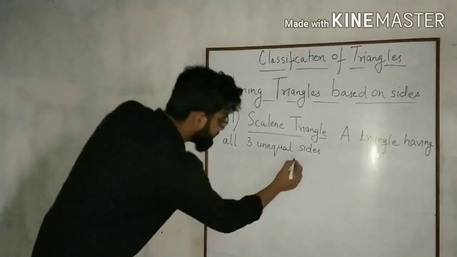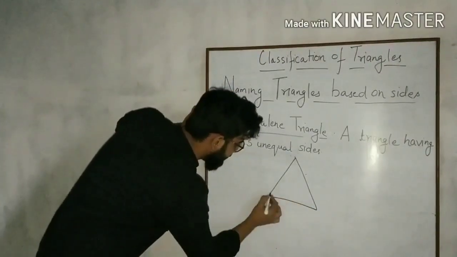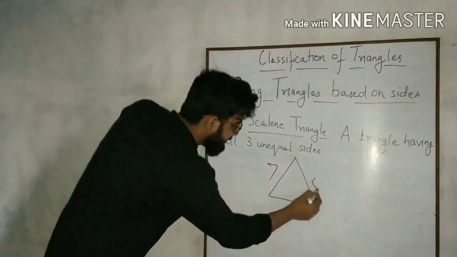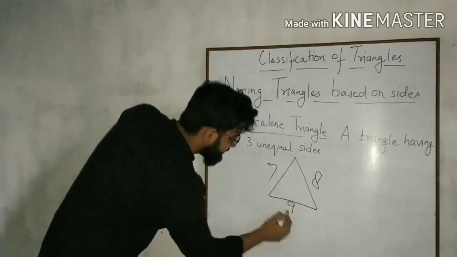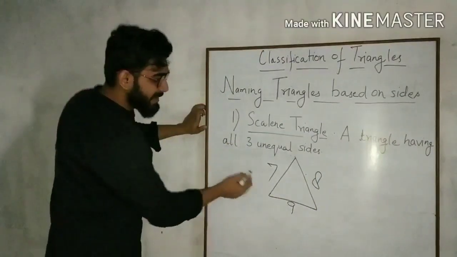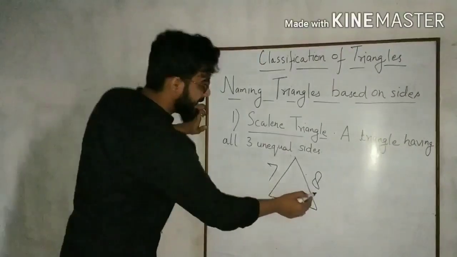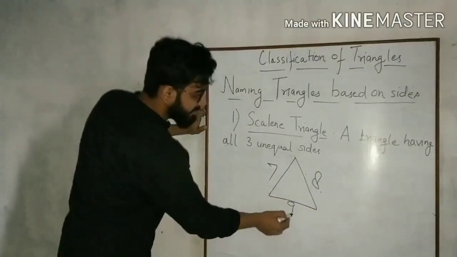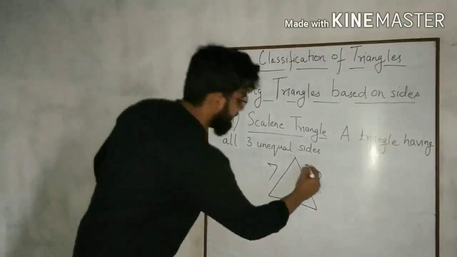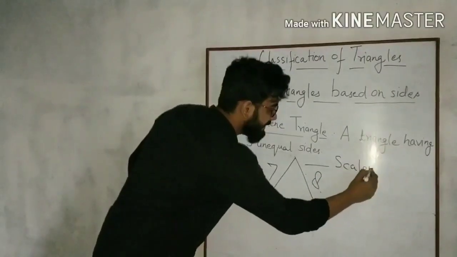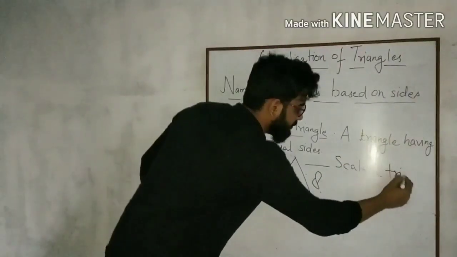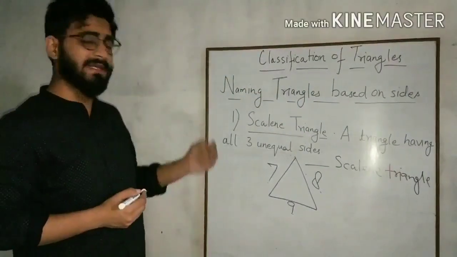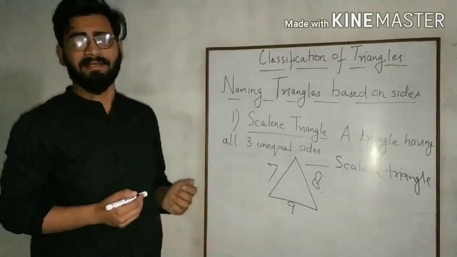Look here, suppose it is a triangle. Okay, it is a triangle. And if one side of the triangle is of 7 cm, another side is of 8 cm, and the third side is of 9 cm, then you can clearly see that all the 3 sides are of unequal length. See, it is of 7, second one is of 8, and the third one is of 9. So this is a scalene triangle. So what is a scalene triangle? A triangle having all 3 unequal sides is called a scalene triangle. Okay.